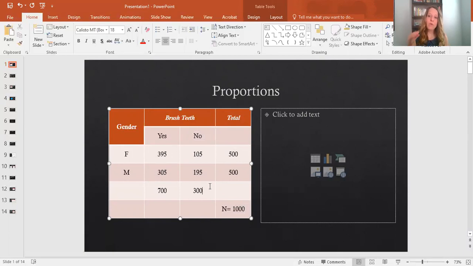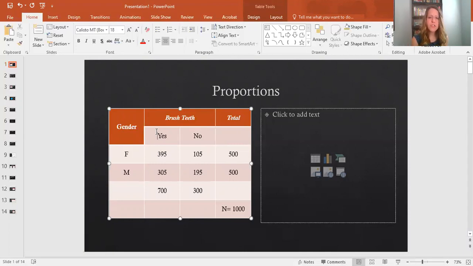If we look at our row and column totals, we can see the total number of females in our study, regardless of whether they brush their teeth or not: 500 total females were sampled, and we have 500 total males. We can also look at our column totals. Across genders, regardless of gender, we have 700 people reporting that they brush their teeth, versus 300 participants reporting that they do not brush their teeth.